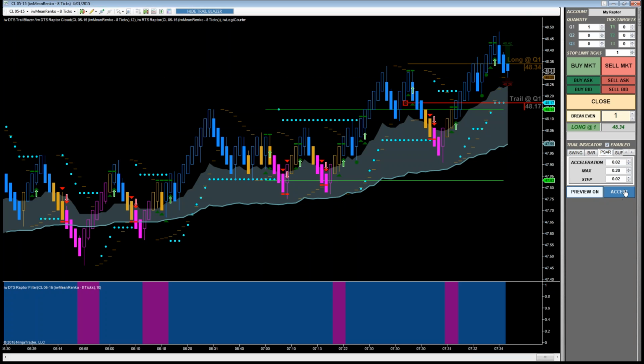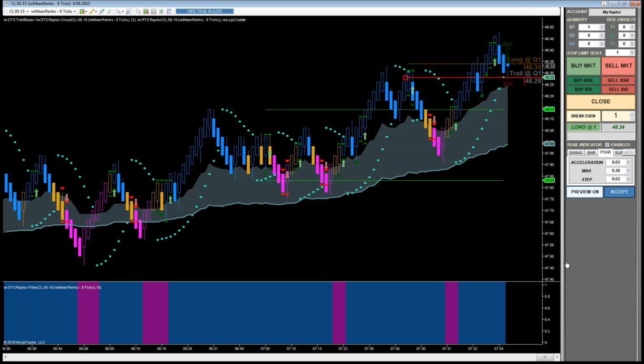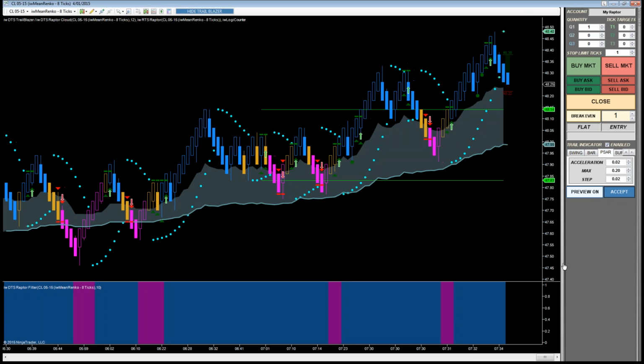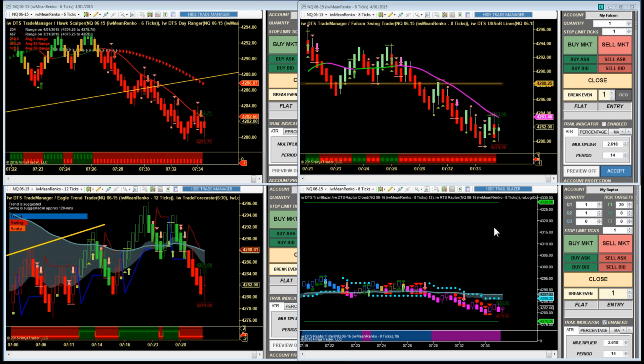Parabolics are usually pretty good though. I like parabolics. See, so parabolics right up there now, protecting the trade. Okay, so there was crude oil. Not too much coming out of the inventory report today. Not quite as active as it normally is.